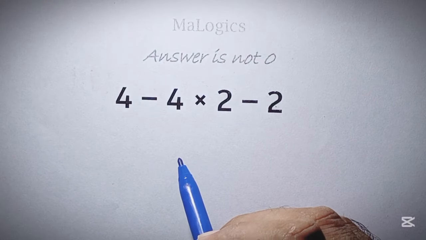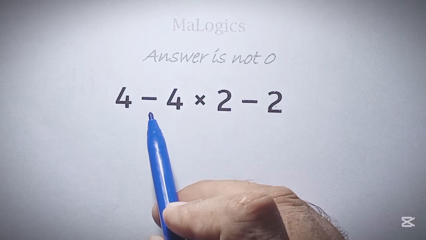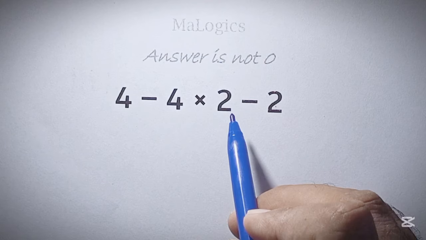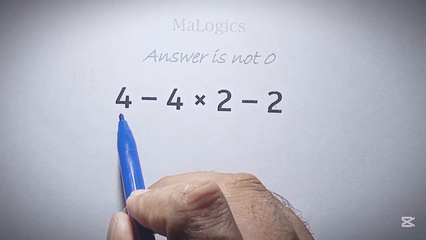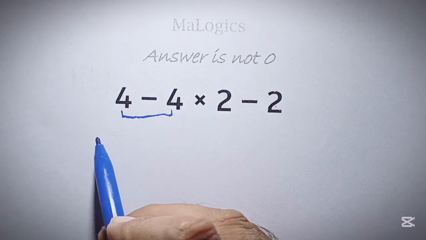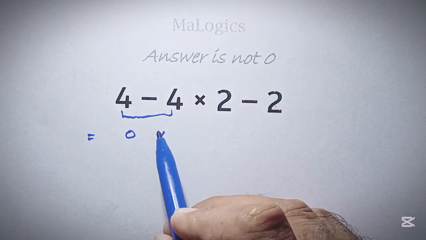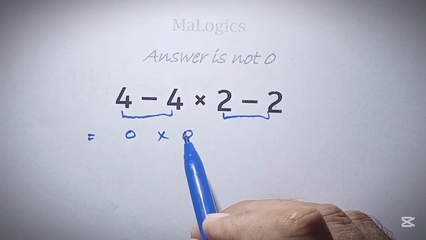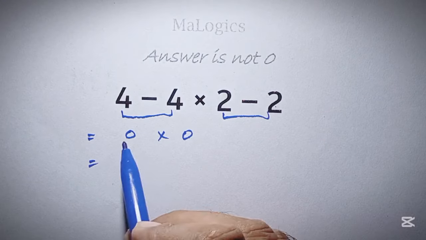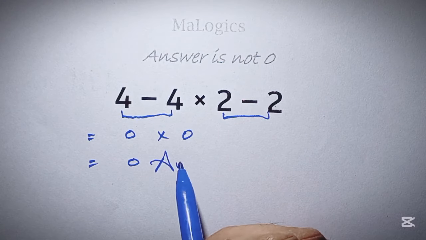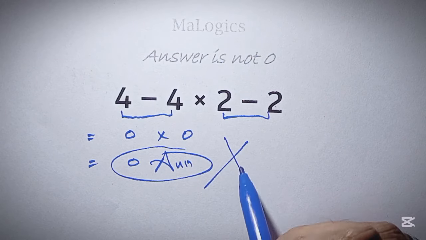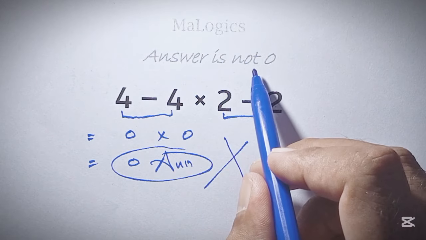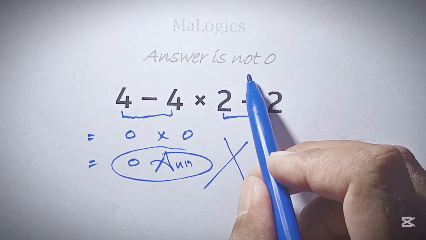Today, we are going to solve this math operation in which we have 4 minus 4 times 2 minus 2. Let's do it like most people think its solution: they think 4 minus 4 equals 0, and here 2 minus 2 equals 0. Now 0 times 0 equals 0. But this answer is totally wrong because we didn't follow any math rule. That's why its answer is not 0.